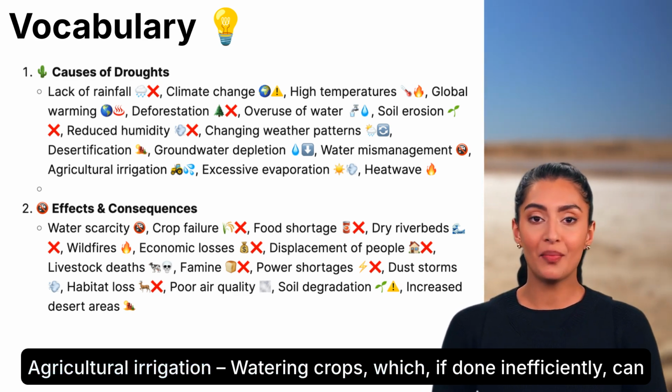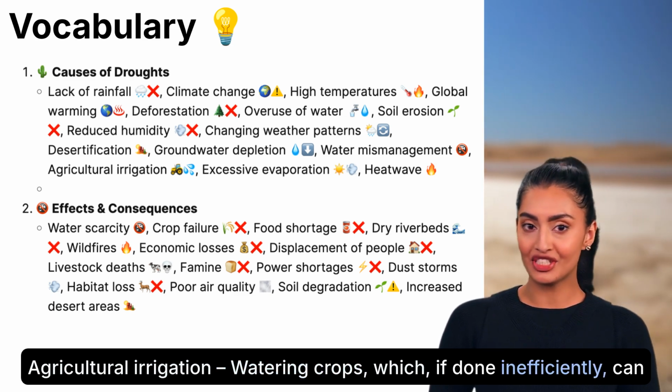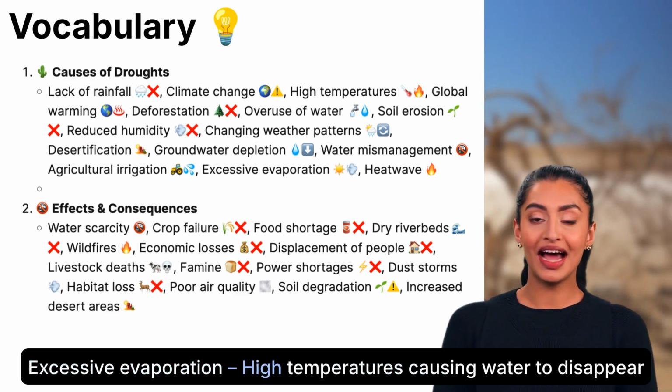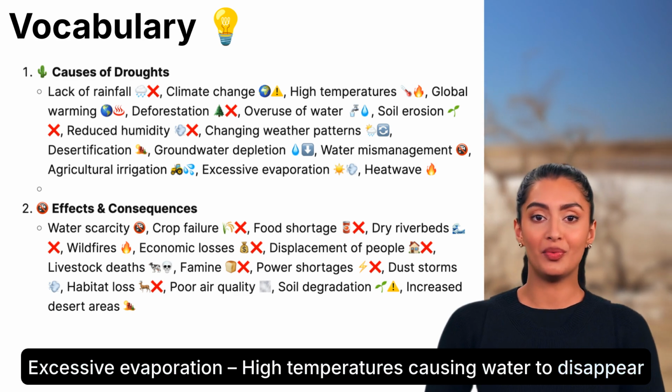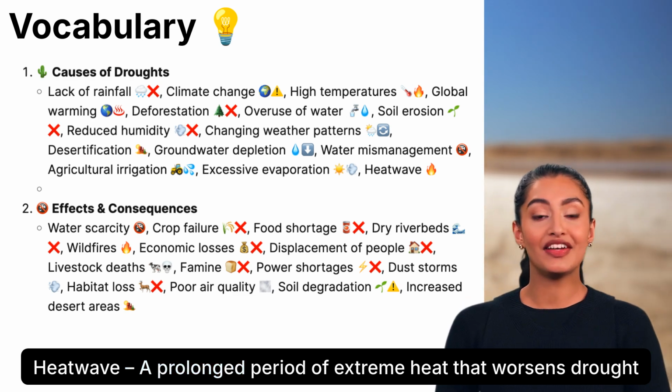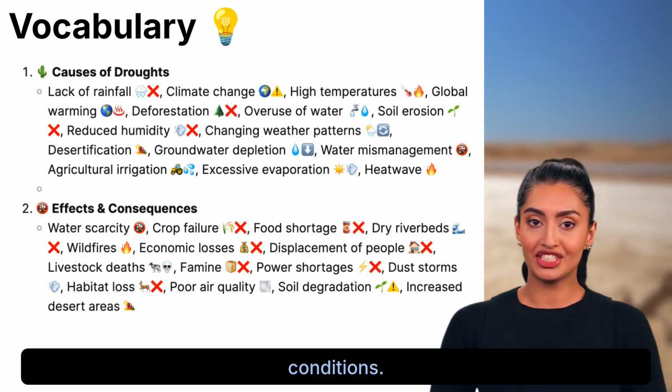Agricultural irrigation, watering crops, which if done inefficiently can drain water supplies. Excessive evaporation, high temperatures causing water to disappear quickly from rivers, lakes, and soil. Heatwave, a prolonged period of extreme heat that worsens drought conditions.